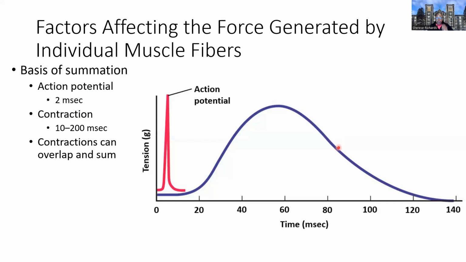And I just want to quickly compare that to summation because summation is different. Summation is where we have an action potential arriving, and then because the length of time for the action potential is shorter than the length of time for the entire muscle contraction, we could have another action potential arrive before the muscle fully contracts or relaxes, and then now we can generate more force because the muscle has not actually relaxed in between.